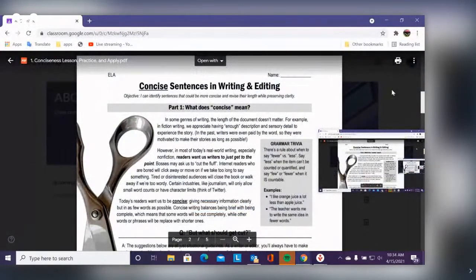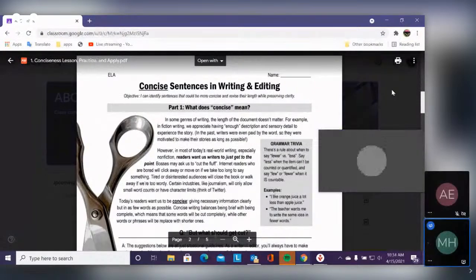Concise sentences in writing and editing. Part one, what does concise mean? In some types of writing or genres of writing, the length of the document doesn't matter. For example, in fiction writing, we appreciate having enough description and sensory detail to experience the story. In the past, writers were even paid by the word, so they were motivated to make their stories as long as possible.